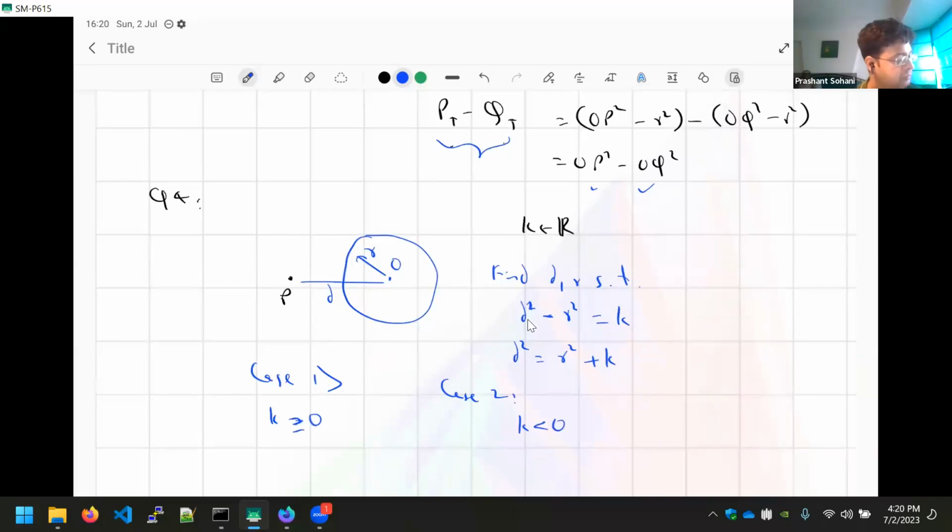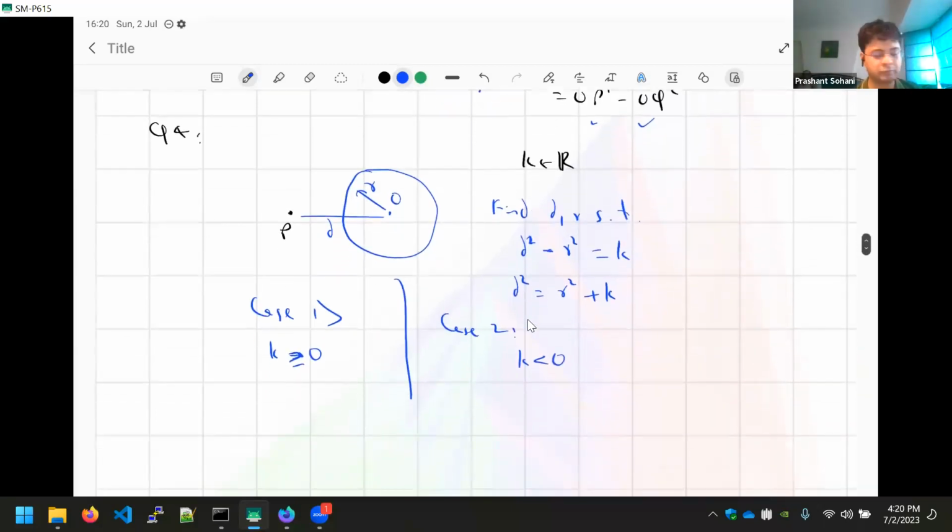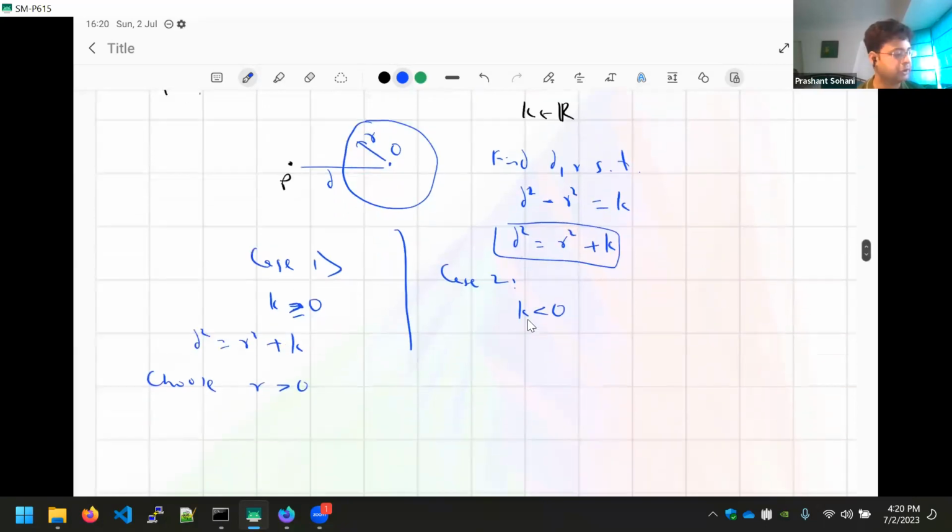In fact, we can say case one is k greater than or equal to 0. We can handle these two cases separately because, depending on which case we are talking about, the calculation is slightly different. So in case one, where k is non-negative, in this equation d square is equal to r square plus k, we can choose any positive value of r, and that is enough to guarantee that d is well defined. So d will be equal to root of r square plus k. And for that value of r, that particular value of d has to be chosen.